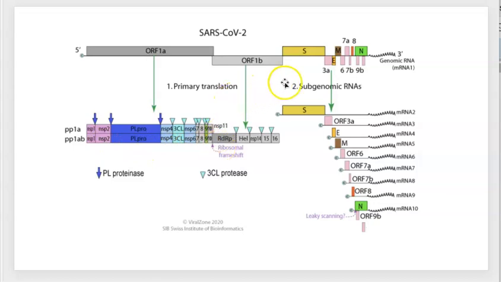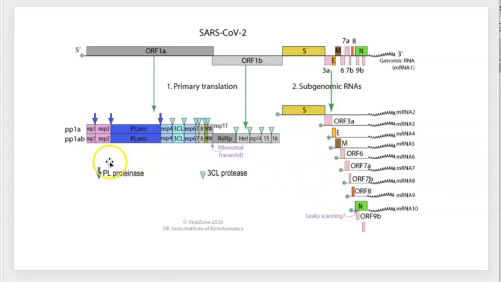Then the back region here of this roughly 30,000 base pair genomic RNA fragment encodes these subgenomic RNAs that you see here. Some of these are non-structural proteins, and some of them are structural proteins, such as E and M and N and so forth, which I've talked about.